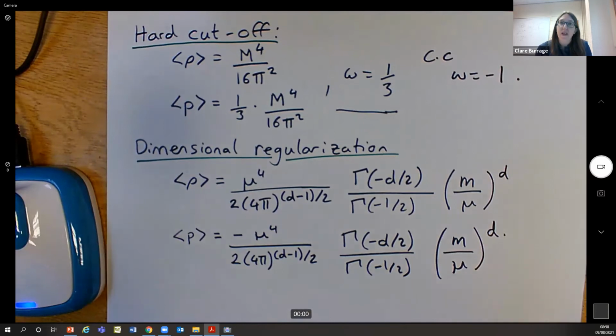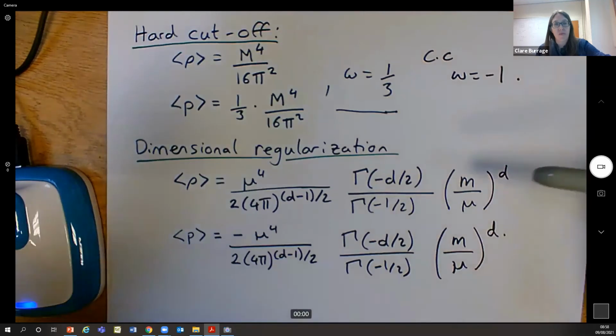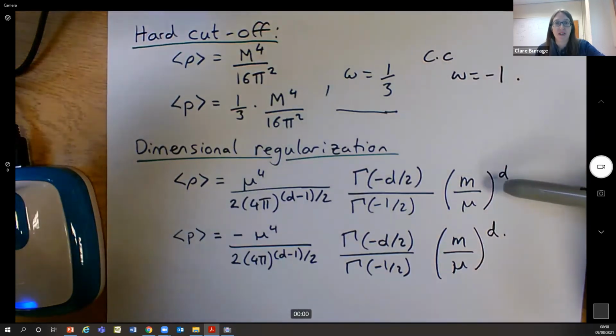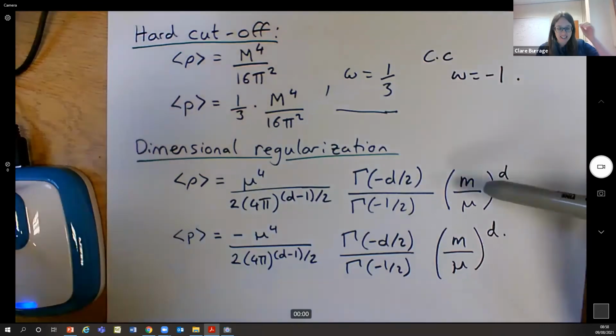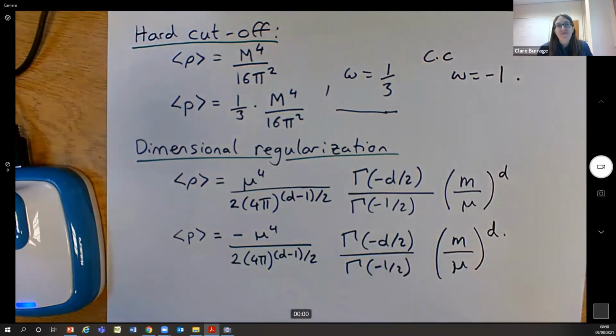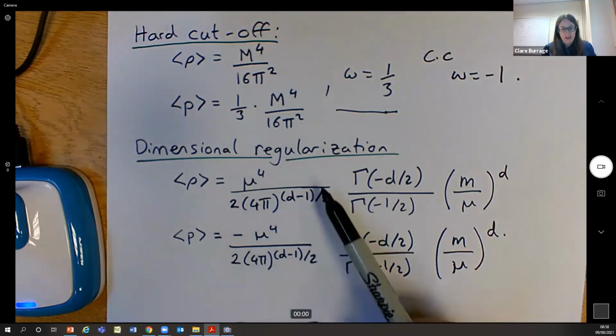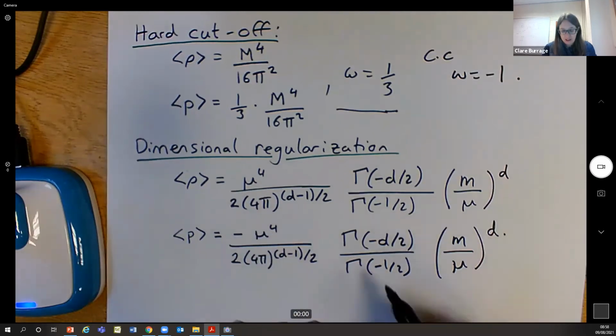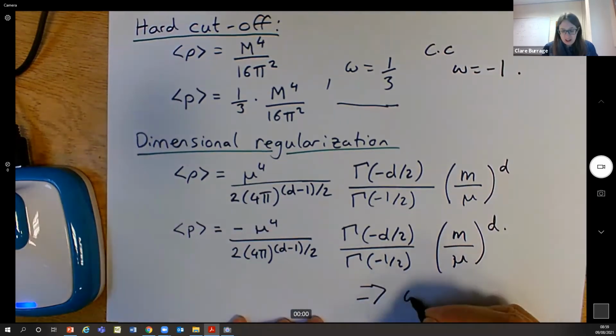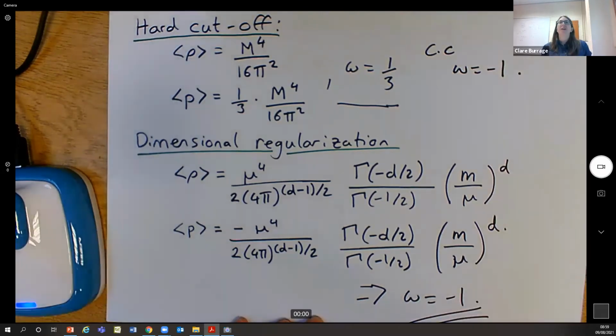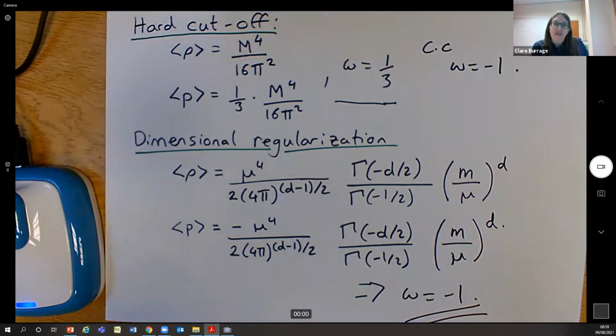But if we subtract the divergences from these integrals, sorry, if we subtract the poles in these gamma functions, then we do indeed find, as you can see, that the only difference between these two expressions is the minus sign here, and we do in fact recover that W is equal to -1. So that is to say that we do get a consistent picture of physics. If we try and calculate a vacuum energy, we do find something with an equation of state equal to -1.